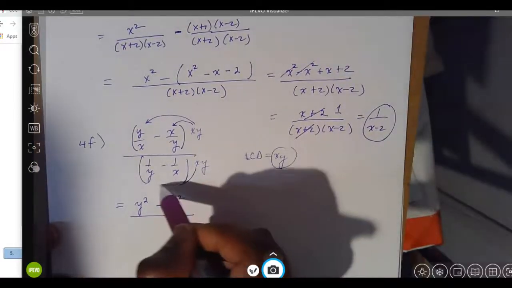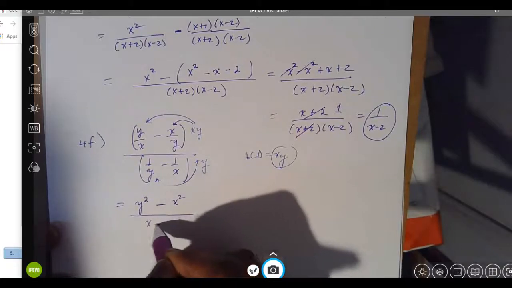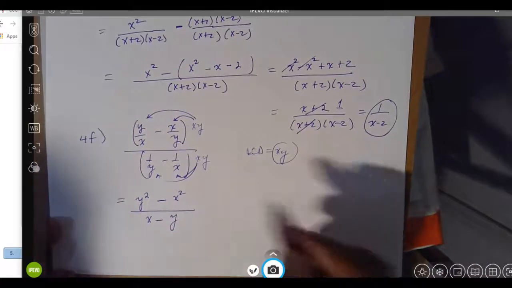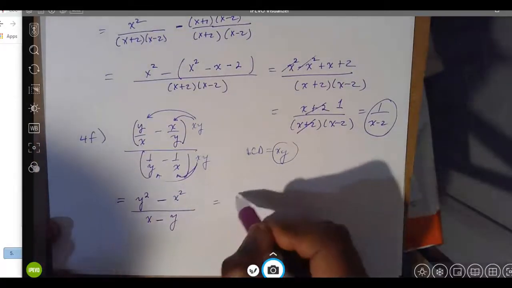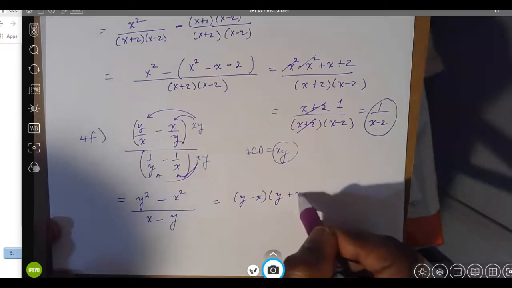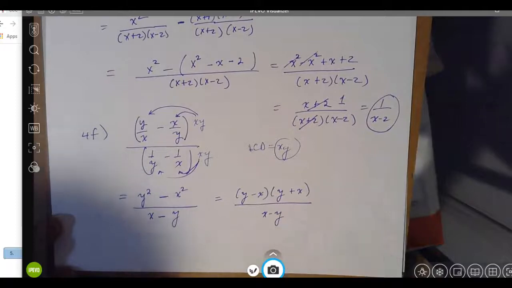Do the same thing here. 1 over y times that. The y's cancel, so you have x. Do it again. The x's cancel, and you have a y left. Now the top can factor, and you should keep going. It's y minus x times y plus x on the top. And on the bottom, it's x minus y.